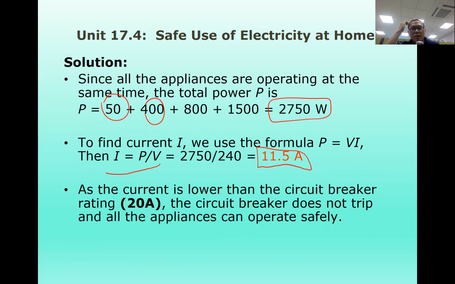Which means that with 11.5 amps, at a rating of 20 amp, if the appliances are working normally, my circuit breaker will not trip. If I have excessive current, then my 20 amp circuit breaker will trip to cut off all the power supply to prevent any mishap from happening.